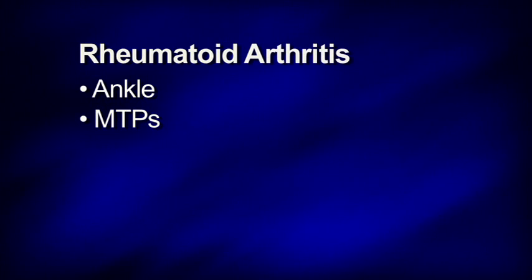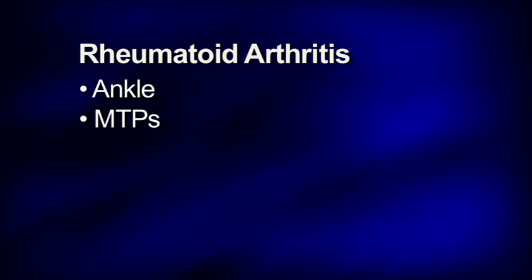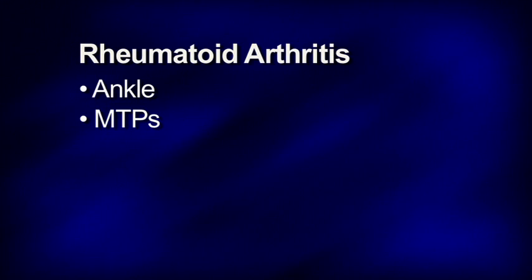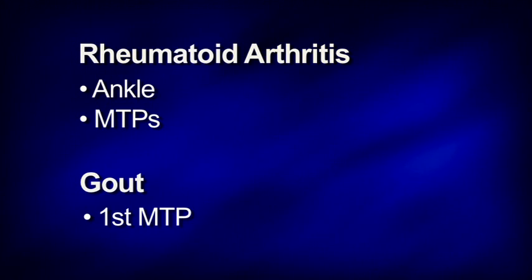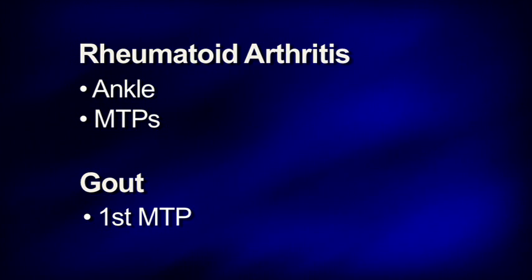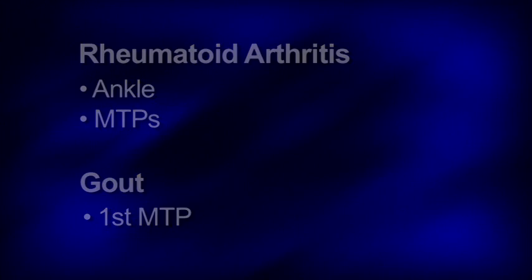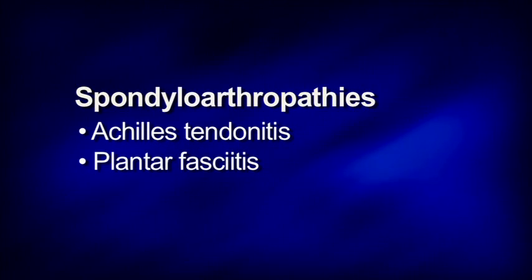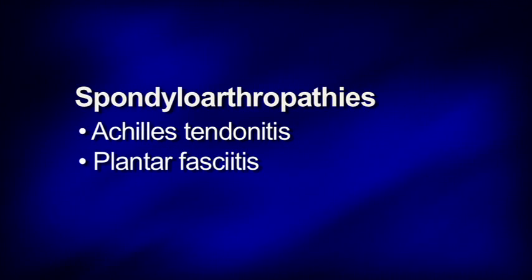On history, involvement of the ankle and metatarsophalangeal joints may indicate rheumatoid arthritis. Involvement of the first MTP with painful episodes of swelling and erythema is known as podagra, a manifestation of gout. Spondyloarthropathies often produce Achilles tendinitis and plantar fasciitis. It is often difficult to distinguish articular from non-articular pain complaints in the ankle and foot. Assessing for swelling and pain on range of motion can help you localize the pain to the joints.